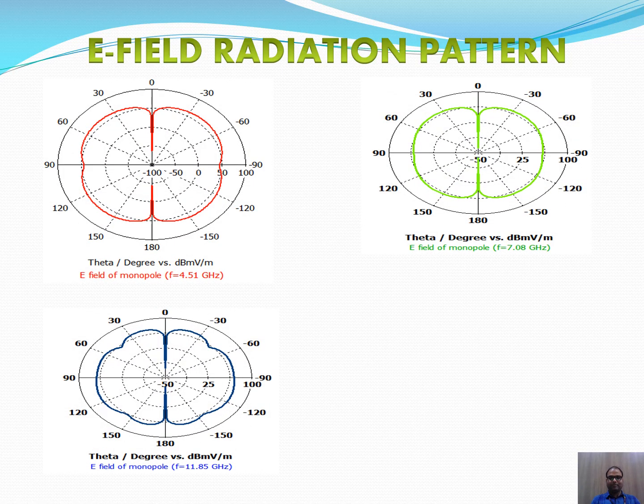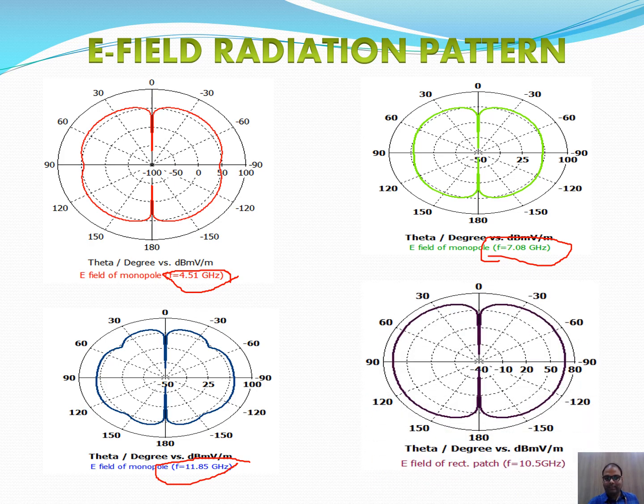So we know the electric field radiations are like this. You can see this electric field radiation I have taken at different frequencies of the alternative bands. One is 4.51 GHz, one is 7.08 GHz, one is 11.85 GHz. These three I have taken from the ultra wideband antenna S parameter. That means the frequencies where the ultra wideband antenna is resonating.